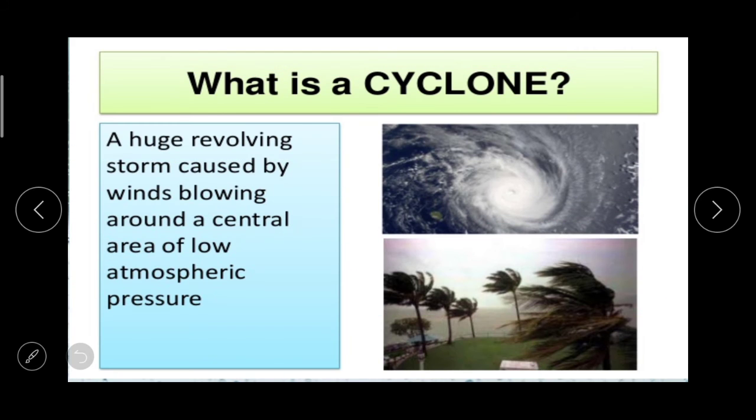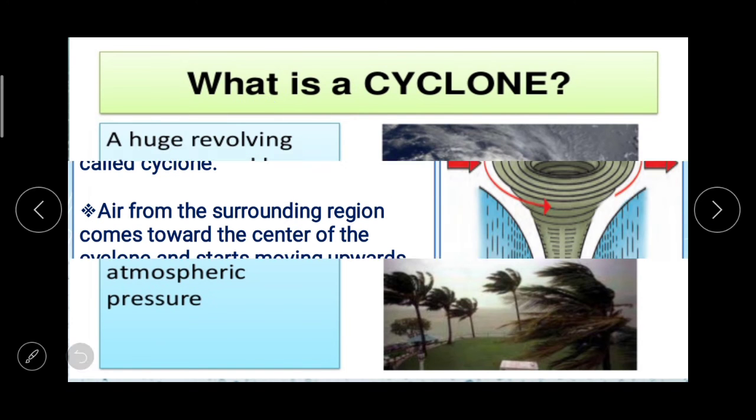Next one, cyclonic rainfall. But before that, we'll just revise the concept of cyclone. What is a cyclone? A huge revolving storm. But which type of storm? Which is revolving, caused by winds blowing around a central area of low atmospheric pressure is called cyclone, like this. It is revolving in circular. So cyclonic rainfall.